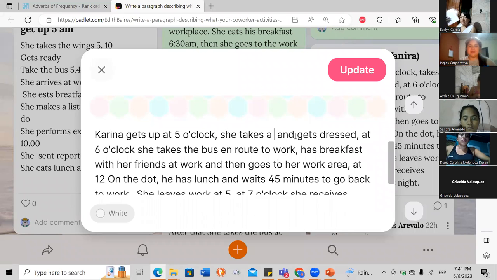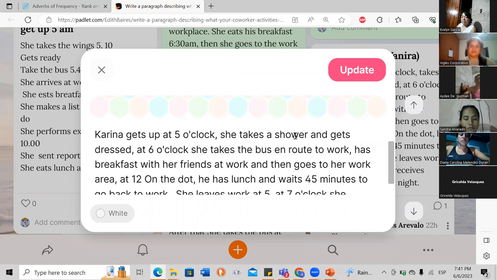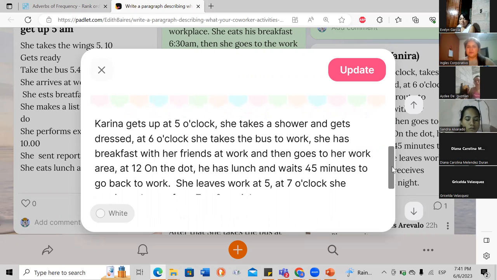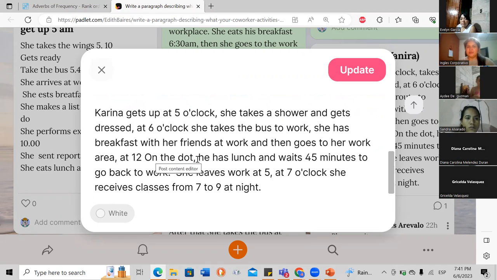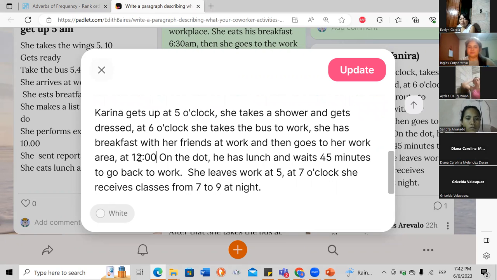¿Qué dijimos que era la diferencia? She takes a shower and gets dressed at 6 o'clock. She takes the bus. It's not necessary to add that information, like in route. She takes the bus to work. She has breakfast with her friends at work and then goes to her work area at 12 o'clock. You can say o'clock. She has lunch and waits 45 minutes to go back to work.